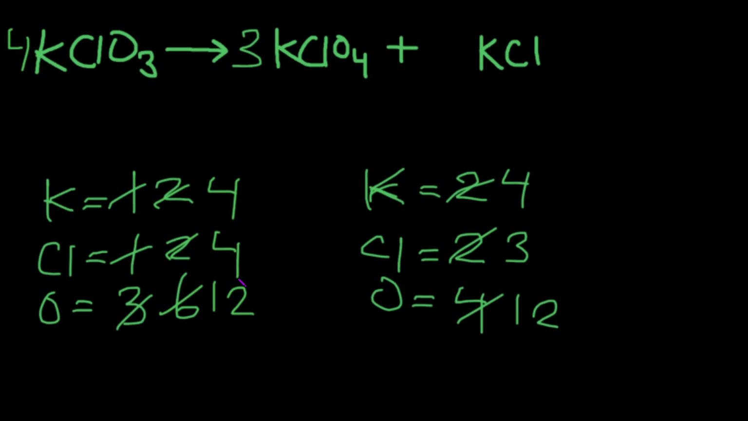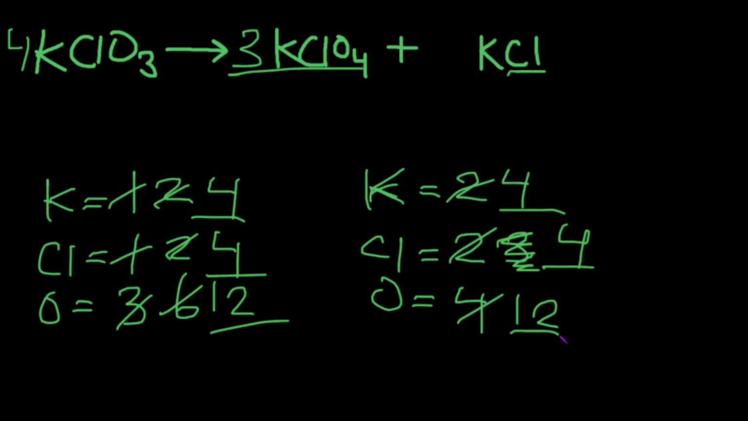So now, this isn't. This is 3. Yeah, sorry, this is 4 because I didn't realize. We have 3 right here. And then we have another one right here. So there's 4. Alright, so now we see that we have 4 potassium, 4 chlorine, 4 chlorine. We have 12 oxygen, 12 oxygen. So the chemical equation is now balanced.